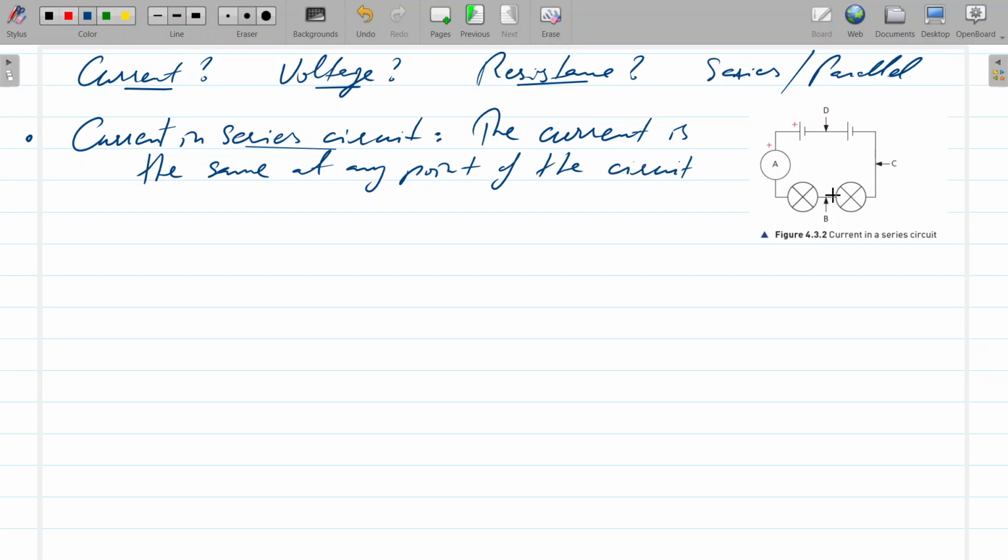So whether you're at point B or C, the reason they haven't labeled a point is because you've got an ammeter over here. If the ammeter is over here, or between the two lamps, or at point C or point D, anywhere the ammeter is placed, because the ammeter measures current, the value of the current will be the same. So the current is the same at any point of the circuit which is set out in series. That's what you need to know. Questions?